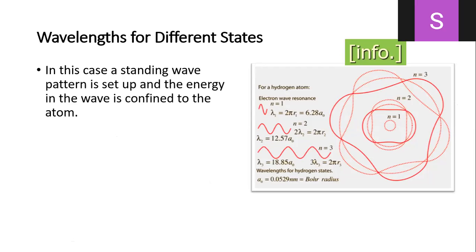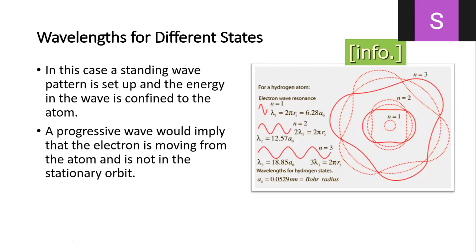In this case, a standing wave is set up, and the energy in the wave is confined to the atom. With a progressive wave, the energy moves with the progressive wave. With a standing wave, the energy stays with the standing wave. A progressive wave would imply that the electron is moving away from the atom and is not in the stationary orbit.